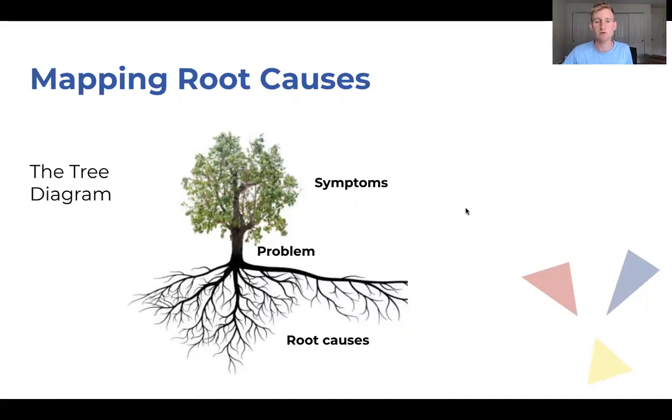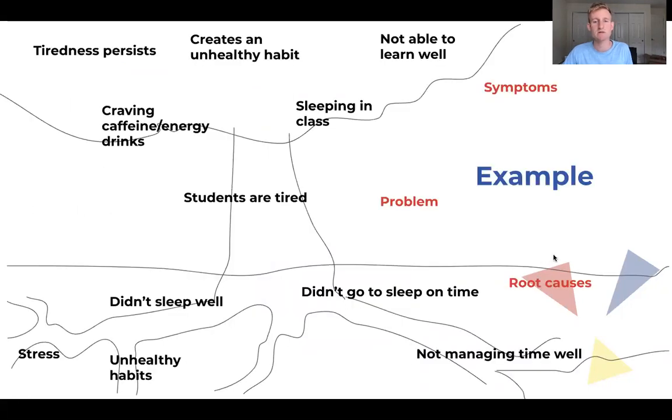Okay, so let's look at a quick example here to make this a little bit more clear. So let's just say, for example, the problem that we're working on is that students are tired. And we've observed this problem in school. And as we start to map out these different root causes and symptoms on the tree, we start to see some root causes, maybe that the student didn't sleep well, or didn't go to sleep on time, or has a lot of stress or unhealthy habits or time management. And the symptoms of this problem are maybe that they're falling asleep in class, or craving an energy drink, or not learning well.